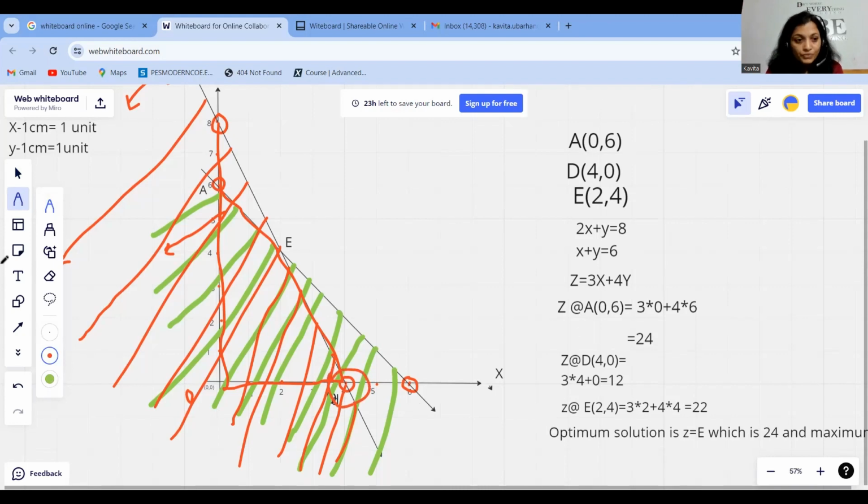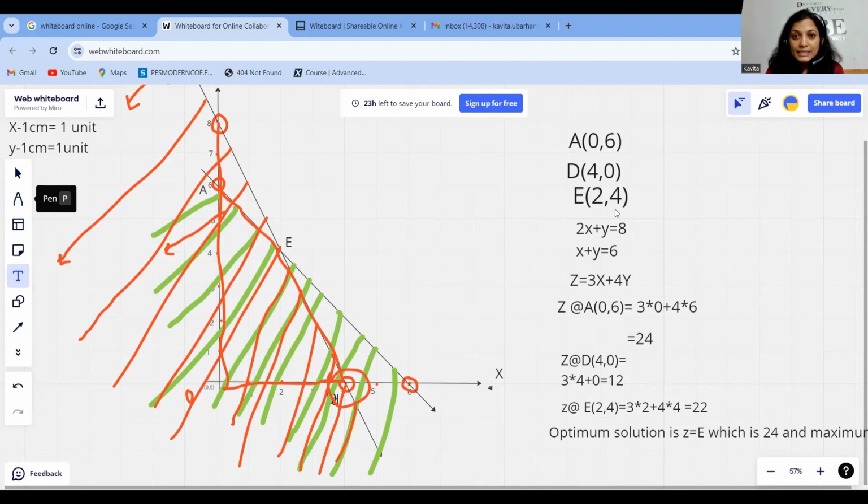Okay, so z is equal to 3 multiplied by 4, as x is equal to 4, plus 0 multiplied by a y value, that is 0. So it is 12. So z at D is equal to 12.